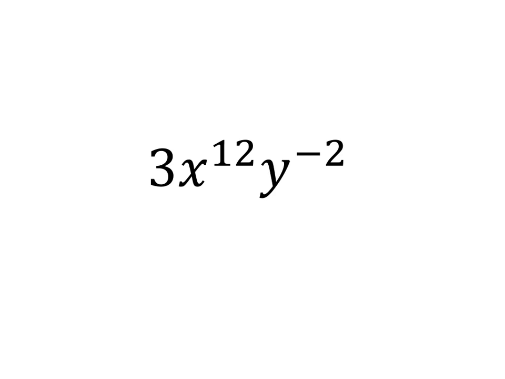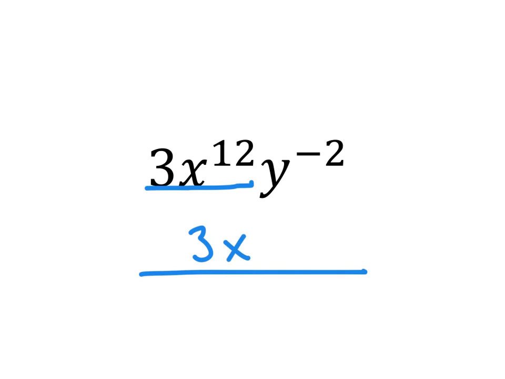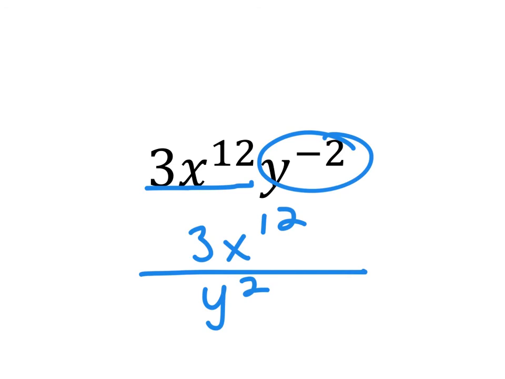Here's another good one. 3x to the 12th y to the negative second. Let's draw a line. In fact, I don't have enough space, so I'm just going to draw a line here. The 3 and the x to the 12th will have to go on top. The y to the negative second needs to go on the bottom. Nothing else can be simplified. That's it. 3x to the 12th divided by y to the second.